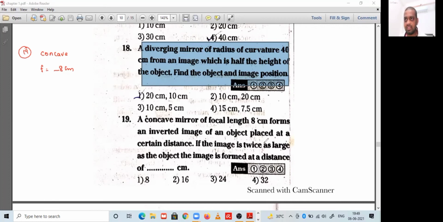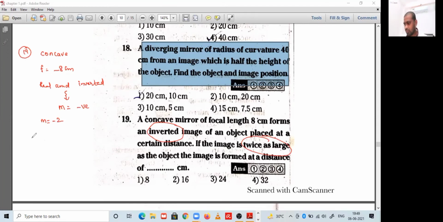So indirectly he mentioned here the image is an inverted image. In order to get an inverted image, it will be a real image only. So the image characteristics are real and inverted. For real and inverted characteristics, the magnification will be negative. This thing I told you many times. So the magnification is twice as large, so it will be minus 2.